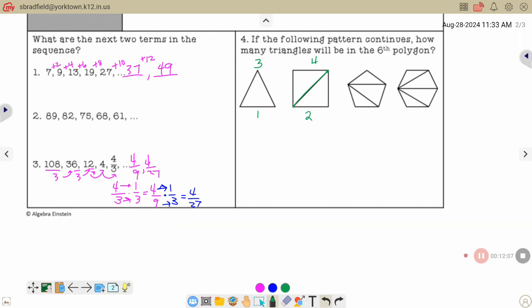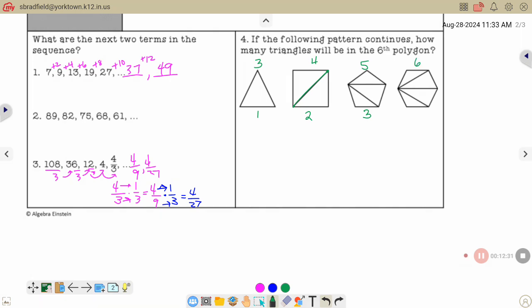What's the third figure? How many sides does it have? 5. It's called a what? A pentagon. And how many triangles were drawn in that one? 3. The fourth figure is a, how many sides does it have?